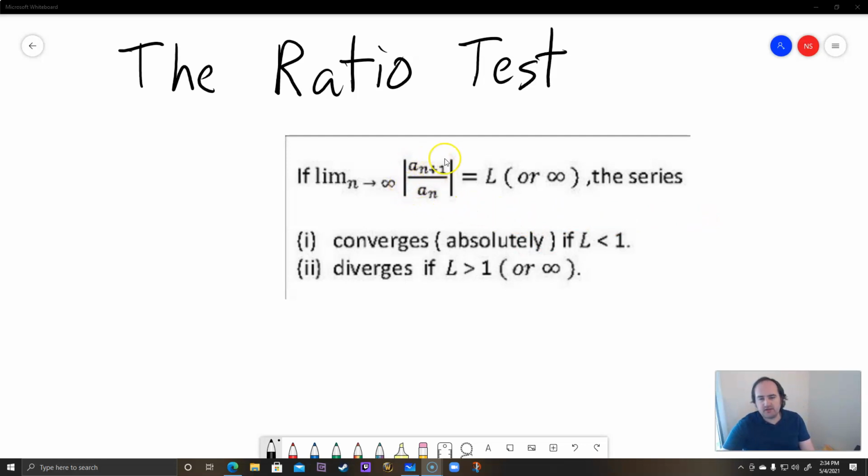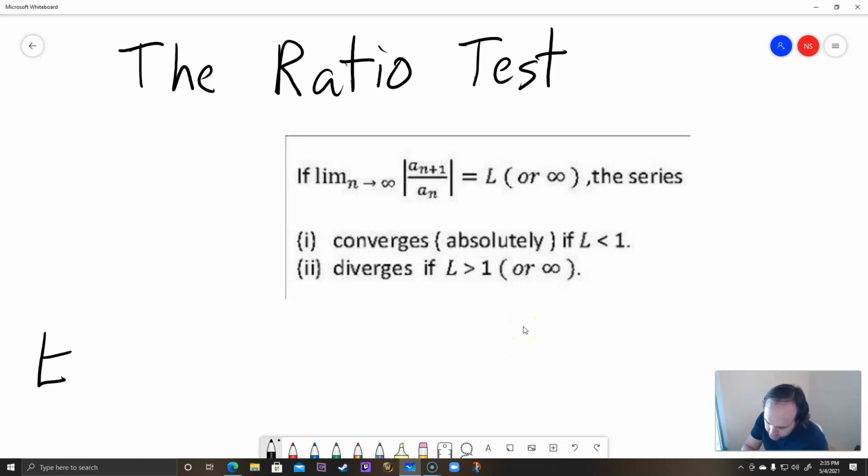Basically, you have this ratio here, and you're taking the limit as n goes to infinity of the ratio. On the top of the fraction you have a sub n plus 1, and on the bottom you have a sub n, and you take the absolute value of that. You figure out what that equals. You find that limit, and if the limit is less than 1, it converges. If the limit is greater than 1, it diverges. Okay, so let's see an example.